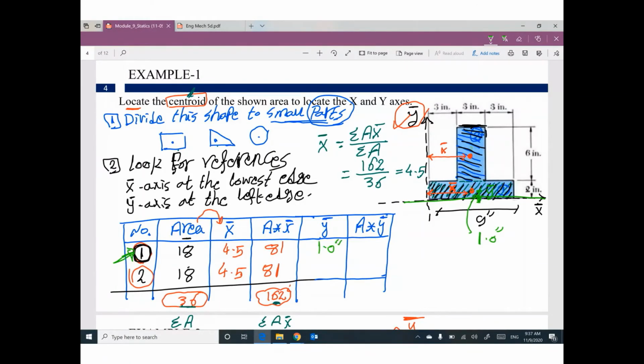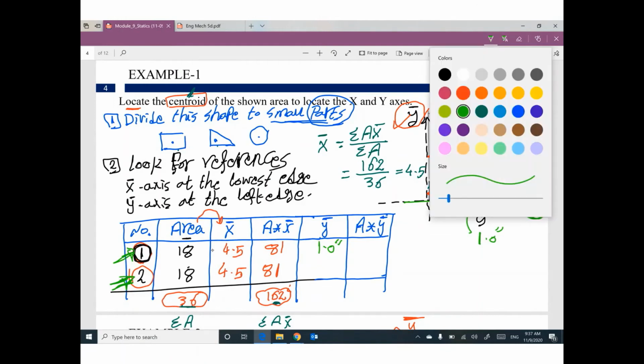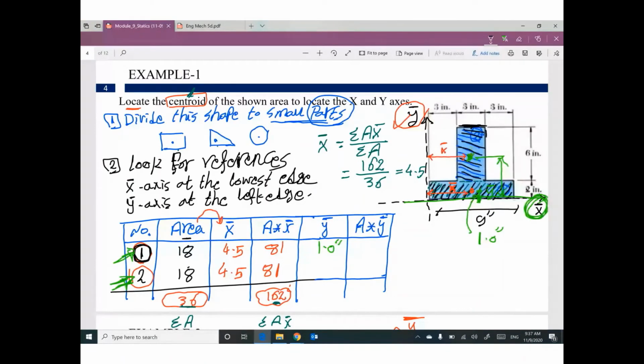Part number 2, what is the vertical distance between this reference and the centroid of part number 2? Can you tell me? What is the vertical distance between this centroid of part number 2 and the reference you assumed at the lower edge? I believe this vertical distance will be 5. Do you have any comment?